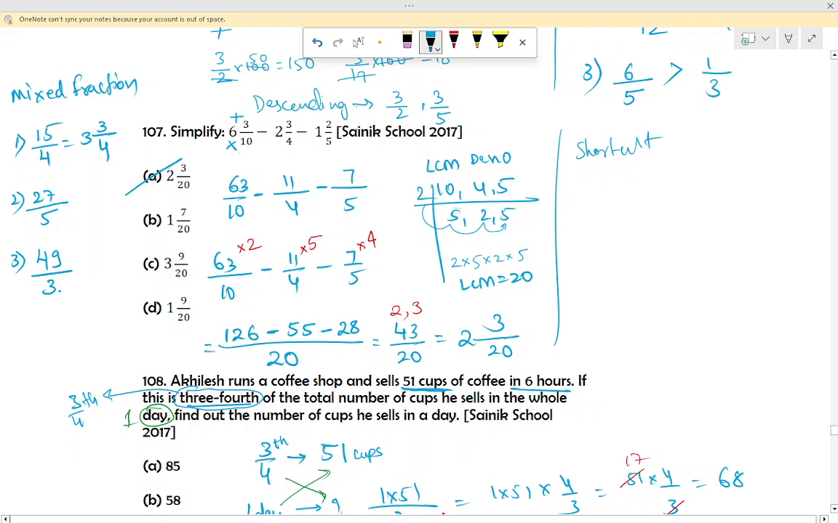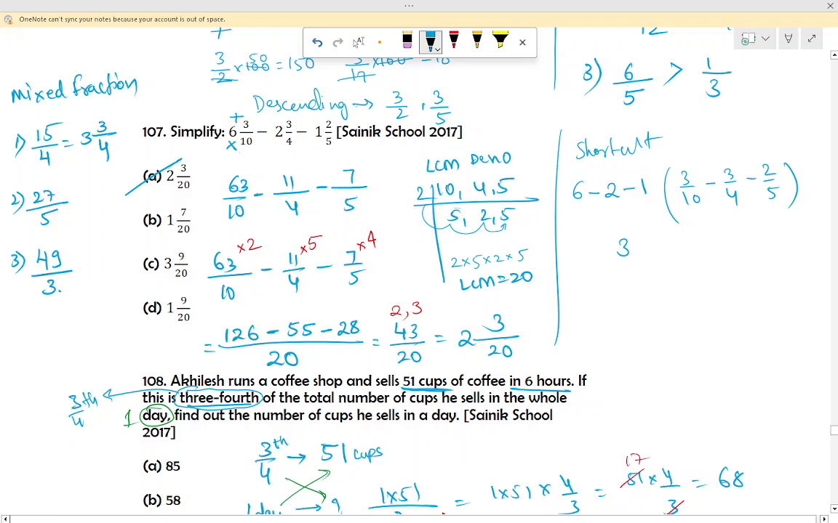So the shortcut: 6, 2, 1 is there, right? You subtract those separately. 6 minus 2 minus 1, and the remaining 3 by 10 minus 3 by 4 minus 2 by 5 is there, right? You subtract it separately. So 6 minus 2 is 4, 4 minus 1 is 3. So 3 will come.